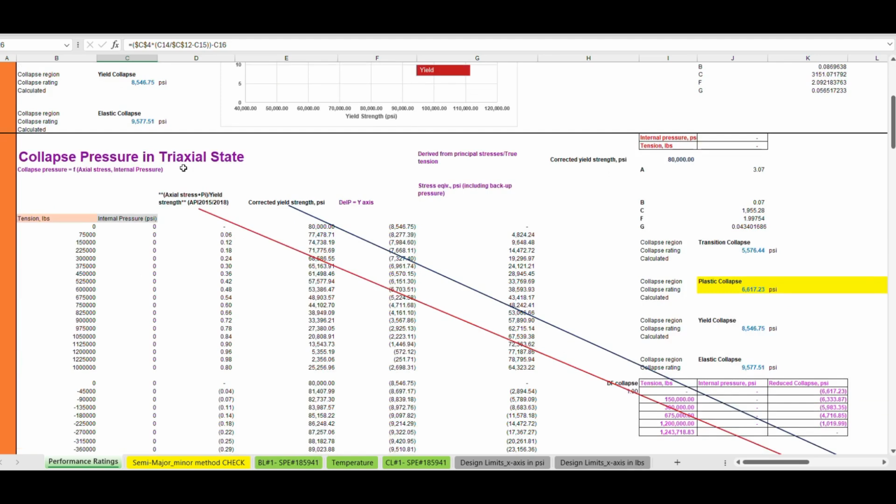So the next part that I'm going to talk about is the collapse ellipse. In part number 4, we derived an equation for delta P in the triaxial state for a given reference of tension plus the backup pressure, and for the collapse region, the backup pressure is the internal pressure.